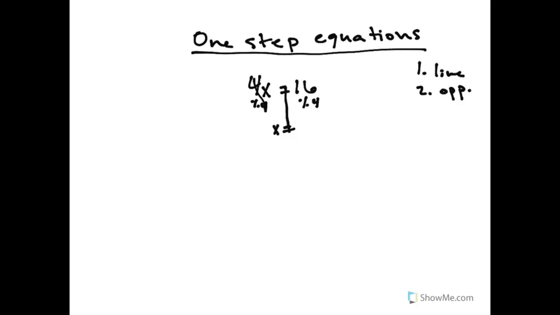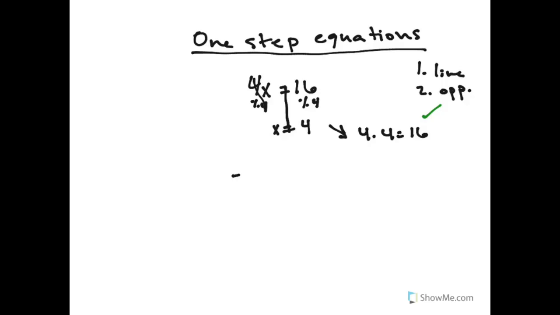So since this cancels out like so, we have our x, and then 16 divided by 4 equals 4. And then to make sure that we got this right, 4 times 4 equals 16.